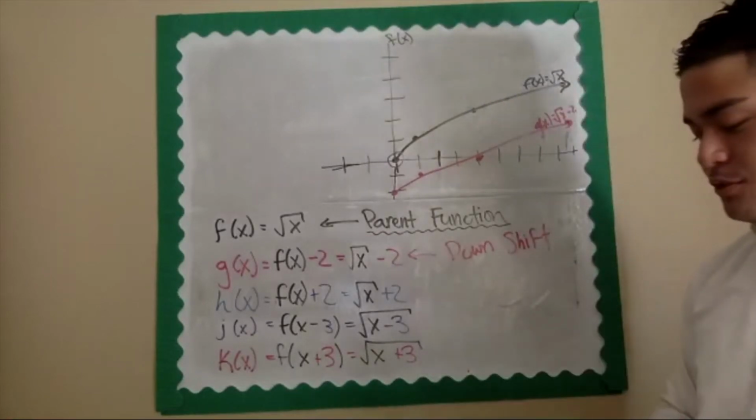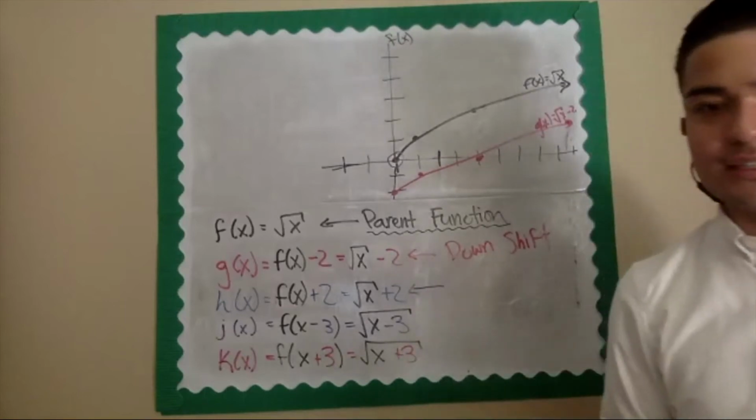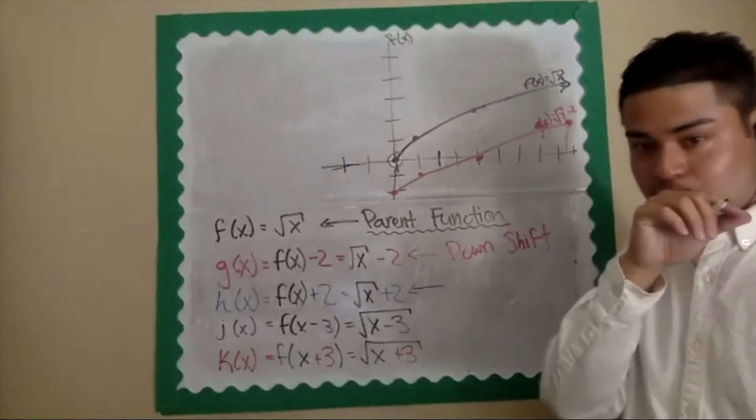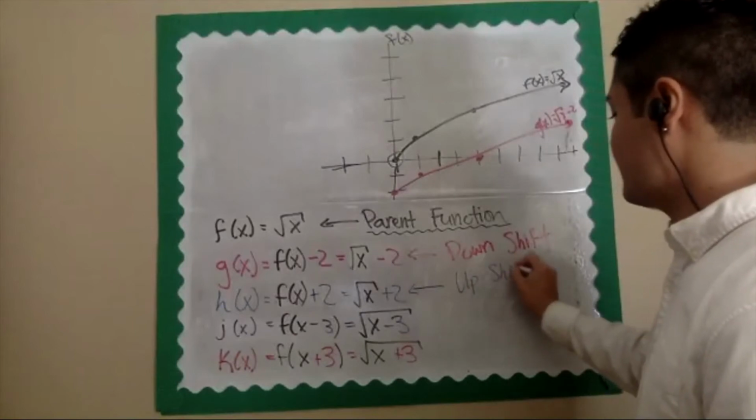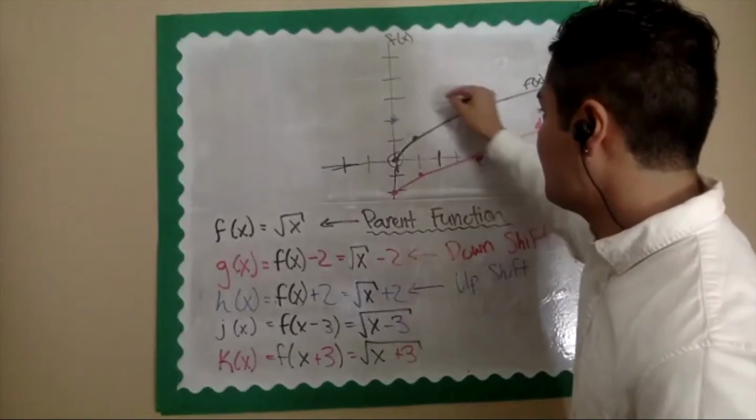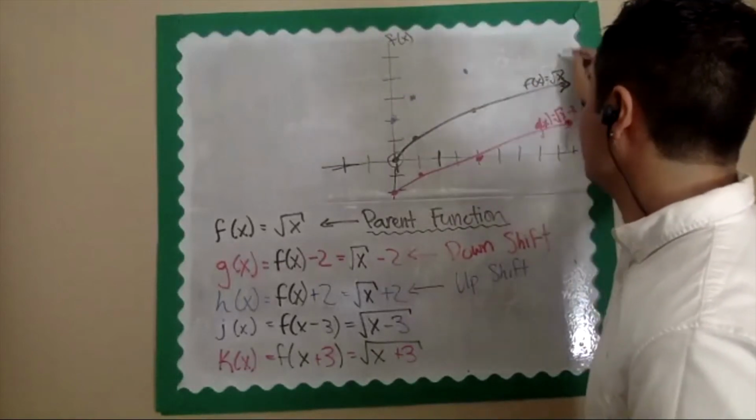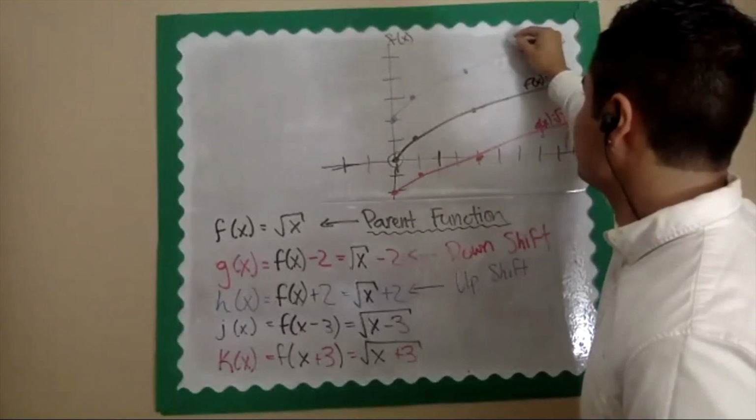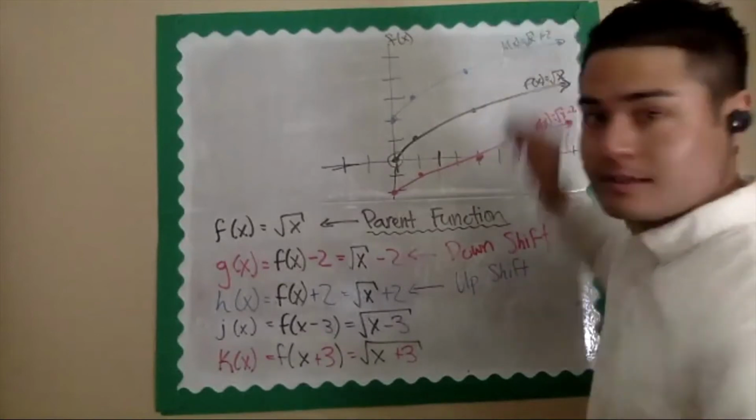What if it's plus 2 on the outside? It's not minus 2 anymore. What if it's plus 2? How is it shifting? It's moving up. It's an upshift. Okay, so if it's plus 2 on the outside, we're going to be shifting up by 2. Okay, and this is h of x equals root x plus 2 on the outside.